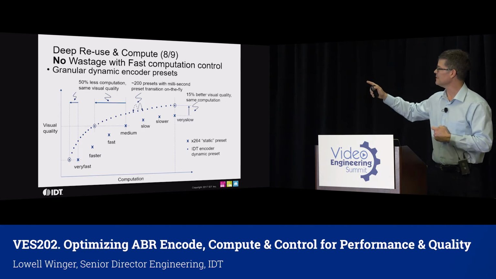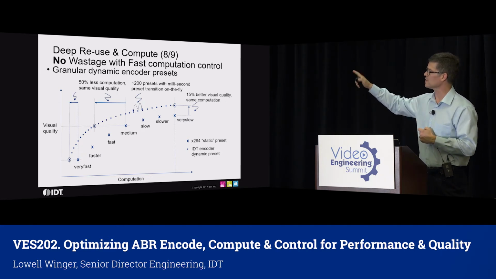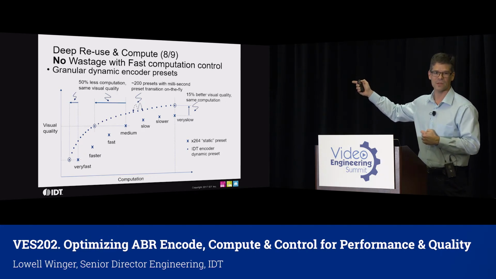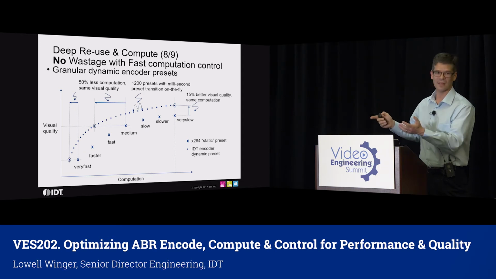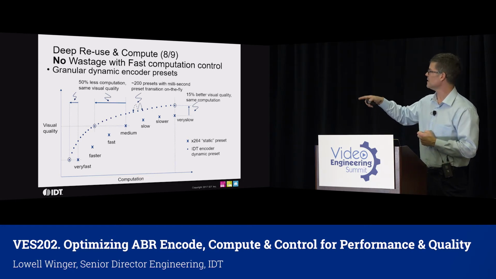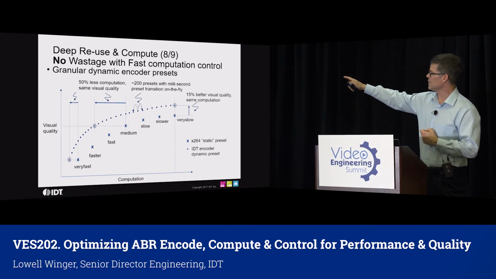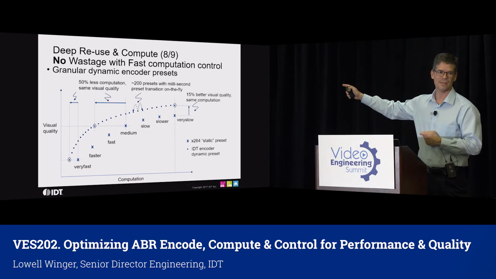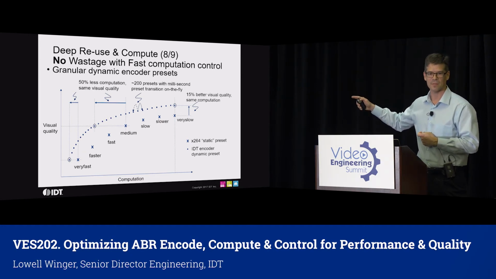And the key difference here, well, there's several key differences. One is the curve is higher, 15% visual gains. One is it's shifted to the left. It's half the computation required for each of those quality levels. The third is we dynamically change between these presets based on the measured load of the system.